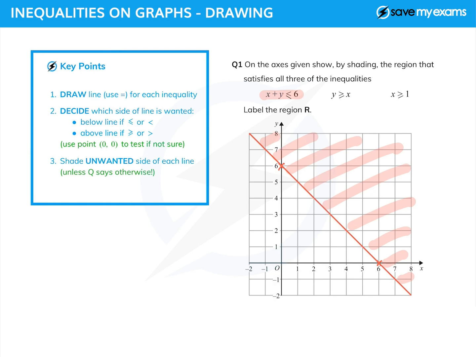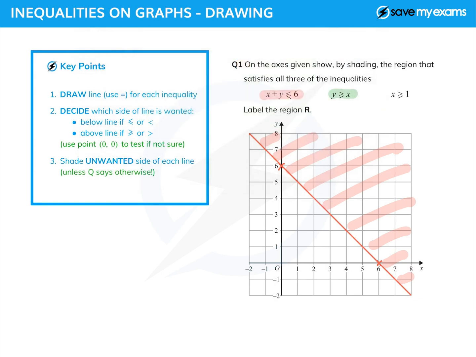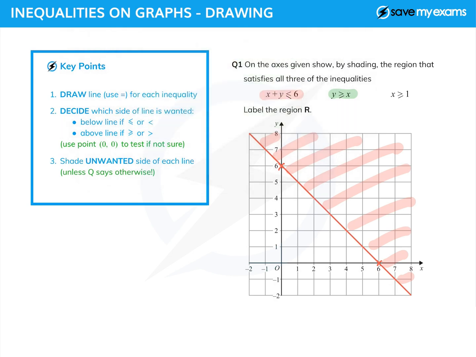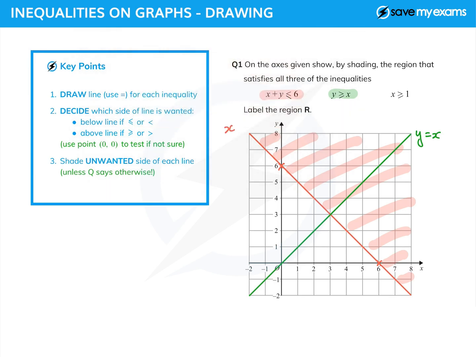Right, let's look at the next one here. Let's do it in green. y is greater than x. Now, I hope you know what the line y equals x looks like. It's the classic diagonal from bottom left to top right. So it's this line here. Okay, I want to label my lines. That's y equals x. I didn't actually label my last line, so let's call this one x plus y equals 6. That's better.